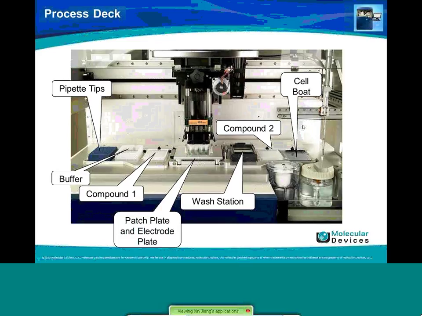And on the right, there are devices for automatically adding the cells into the cell boat and transferring the cells from the cell boat to the patch plate.